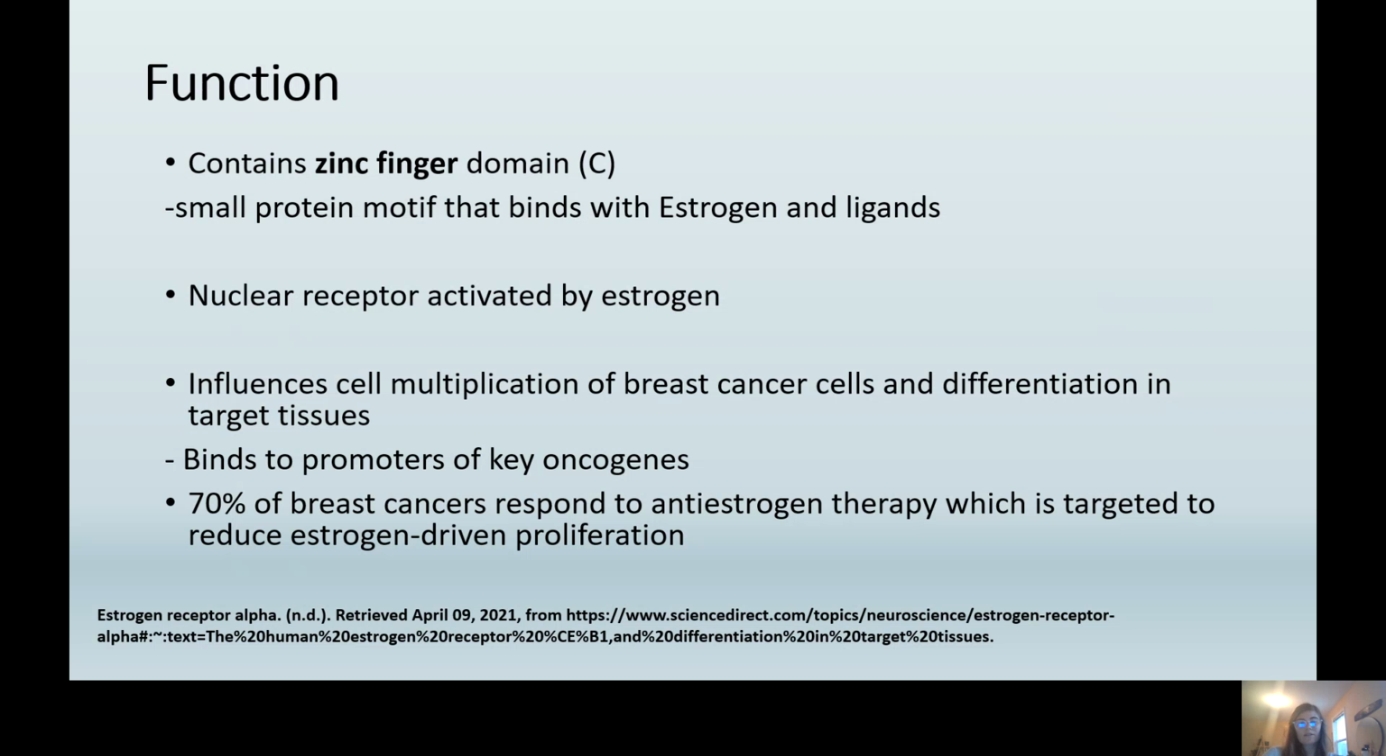It is a nuclear receptor activated by estrogen, and it functions in cell multiplication, including of breast cancer cells, and differentiation in target tissues. This means that it binds to promoters of key oncogenes. A fact is that 70% of breast cancers respond to anti-estrogen therapy, which is targeted to reduce estrogen-driven proliferation.